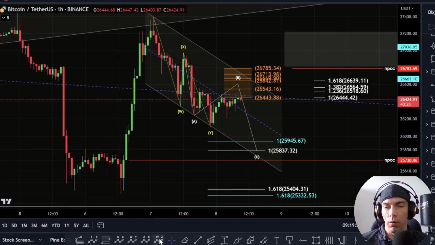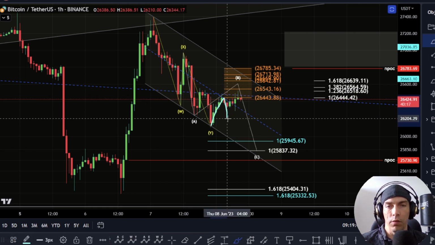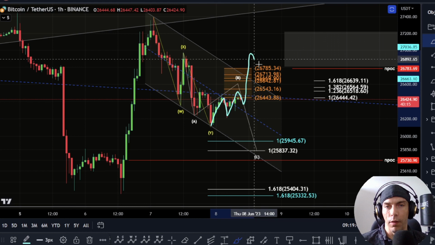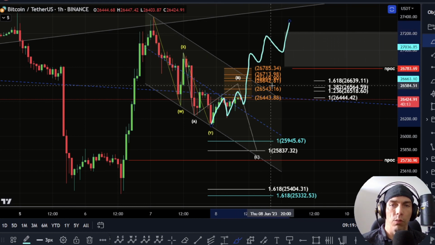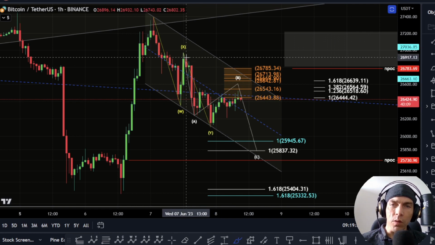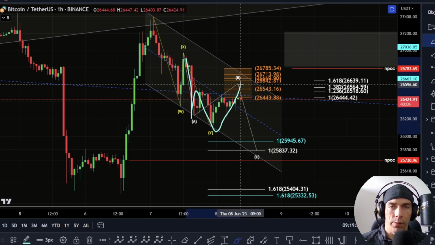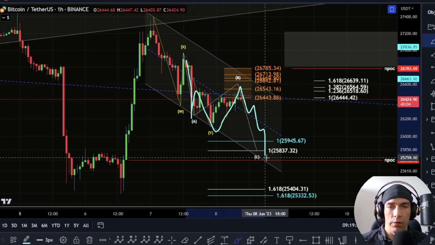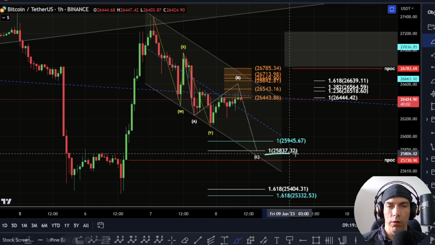So we could either argue that this is a WXY and is completed here. Now if this is the case, what we could then see is price start to move to the upside here, and what we'd be looking for is effectively this to become a 1-2, 1-2, and then we'd see a 5-wave move developing to the upside. Alternatively, like I said, we could have this as an A wave, this is a flat, and then we see a smaller 5-wave move to the downside, looking to actually push down towards this 25,837.